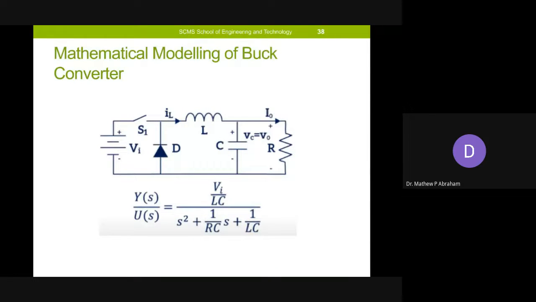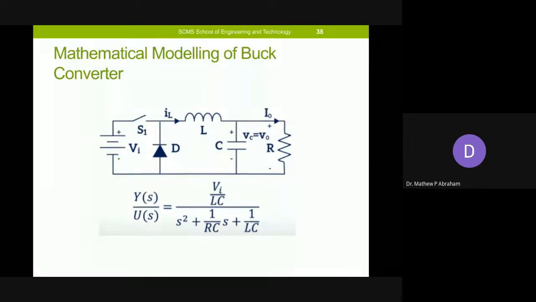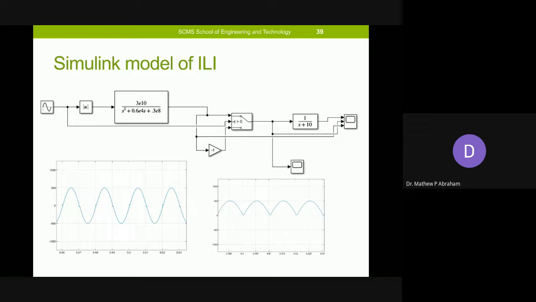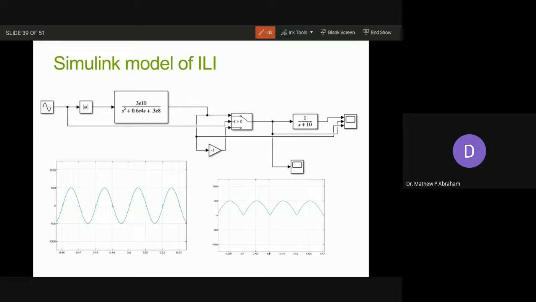So the final mathematical model will be looking like this, right? This is the transfer function of a buck inverter. So this is directly made use of in modeling an inverter. So this is the buck model. This is the varying D, duty cycle, sinusoidal duty cycle.